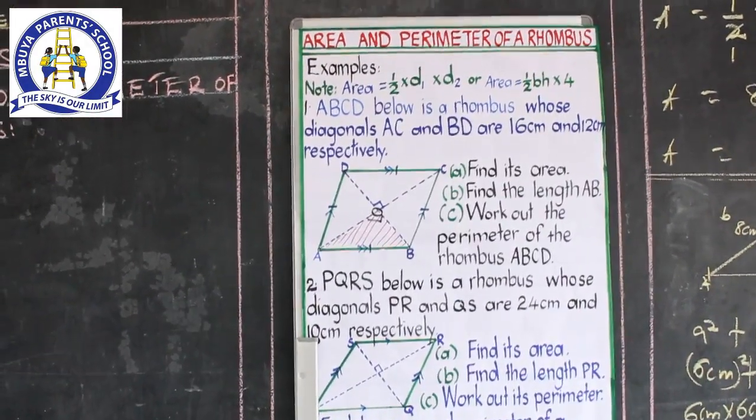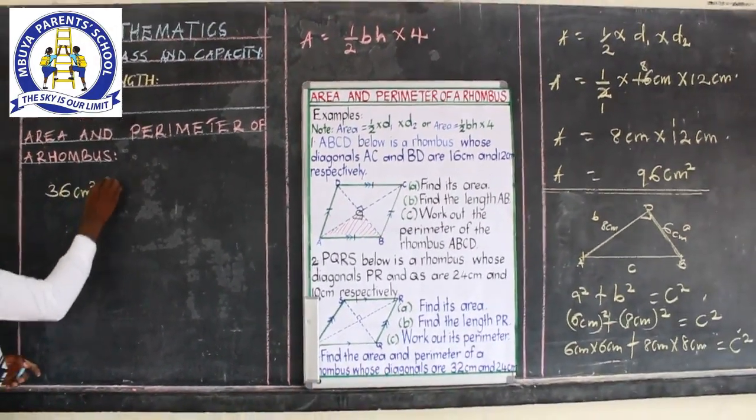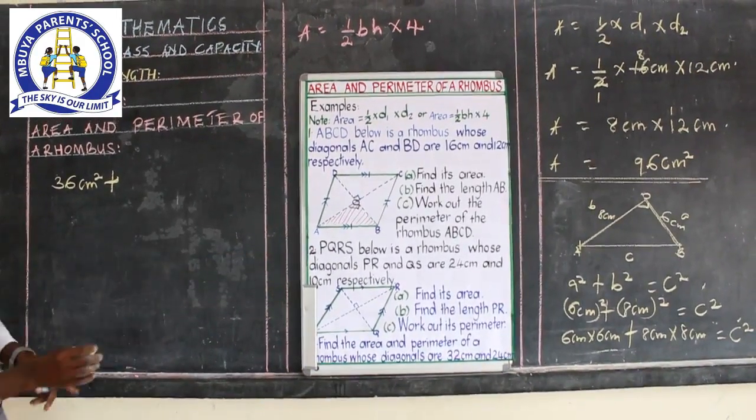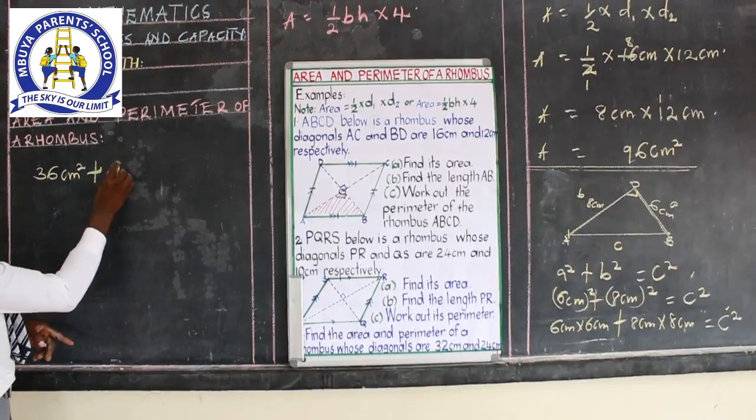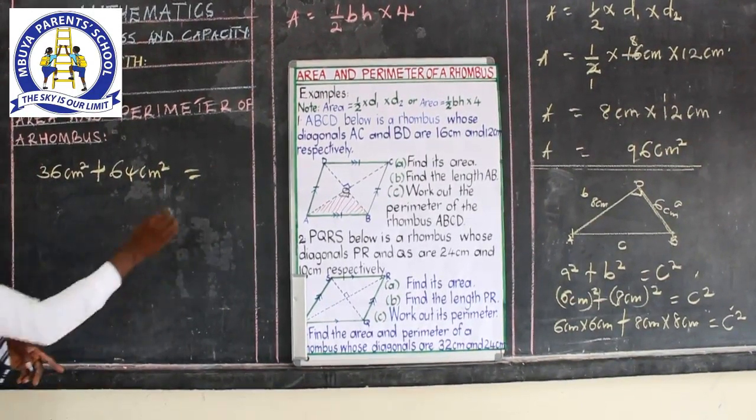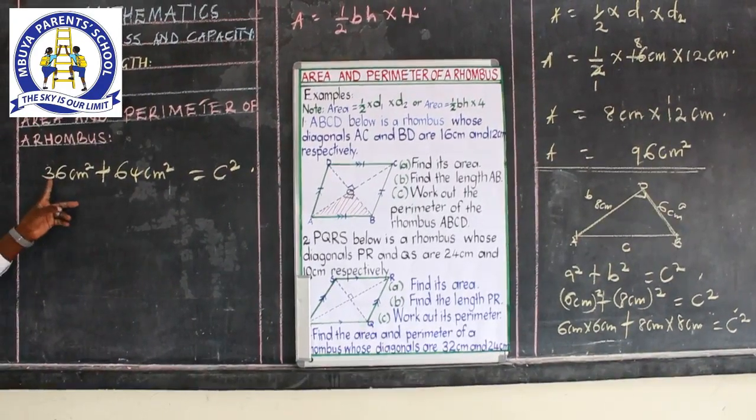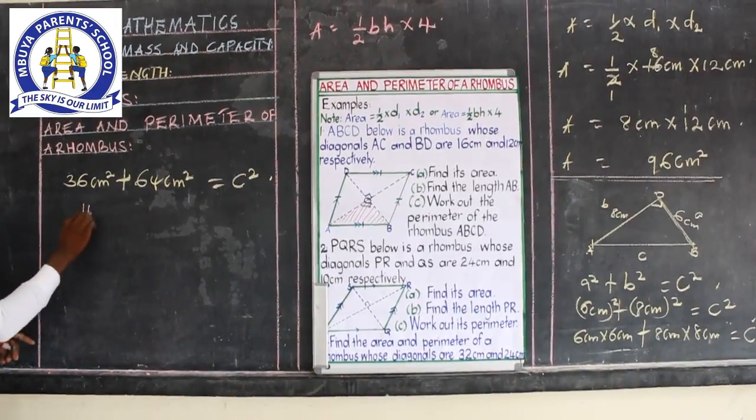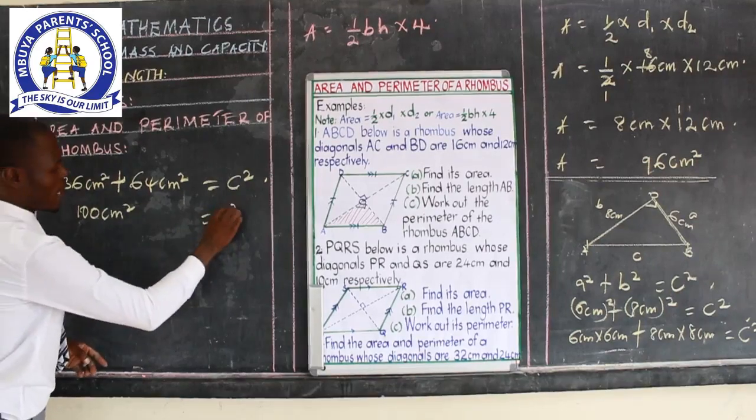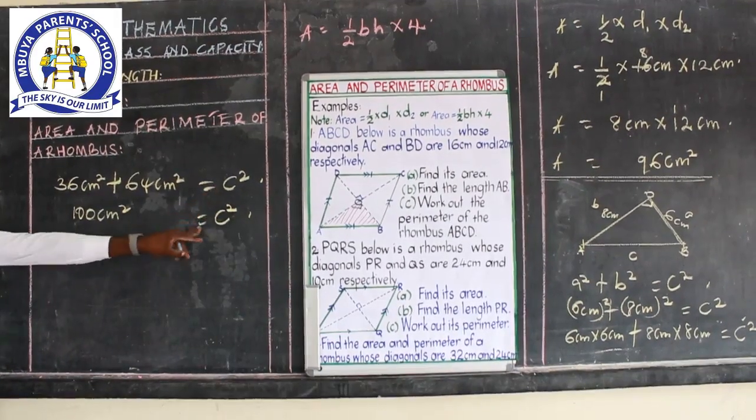6 times 6, class, we shall get 36 square centimeters plus 8 centimeters times 8 centimeters. Class, we shall get 64 square centimeters, giving us the square of C. Now addition comes in. Class, 36 plus 64 shall give us 100 square centimeters, giving us our square of C, or C raised to, you can also say squared.